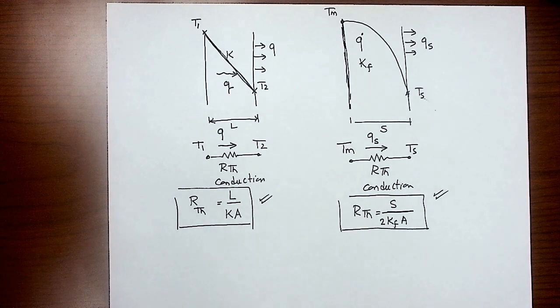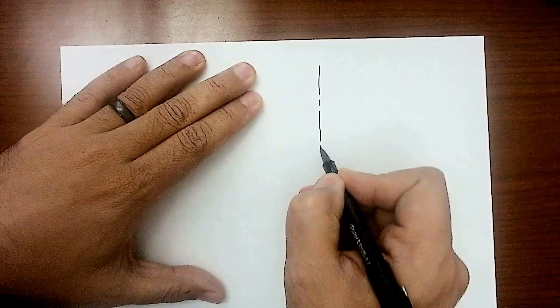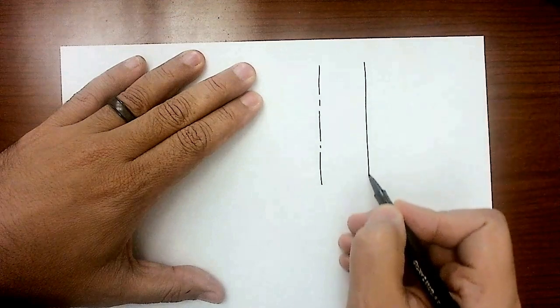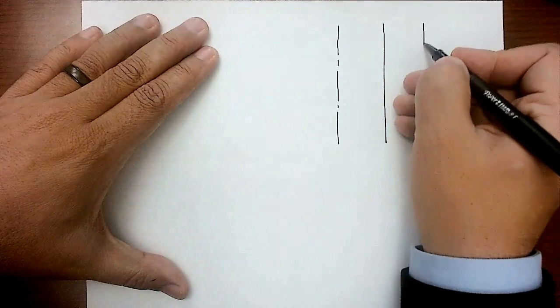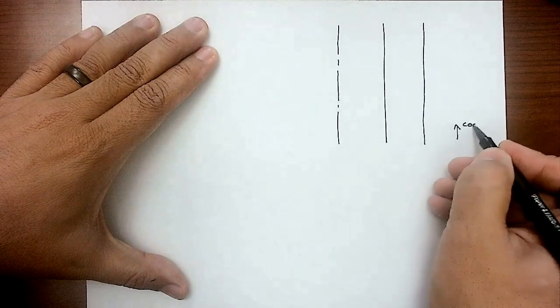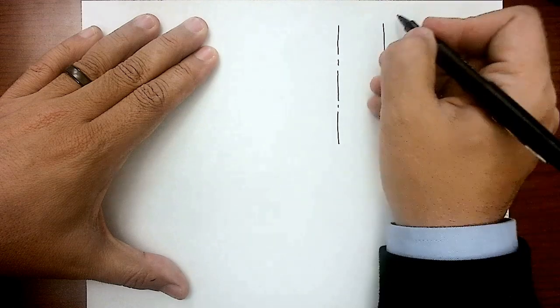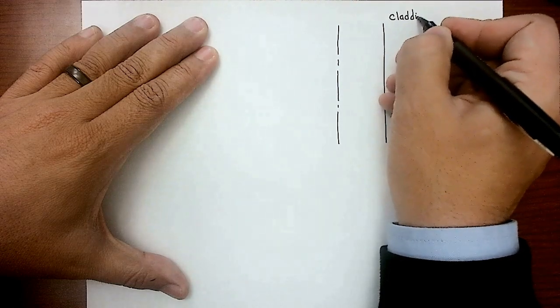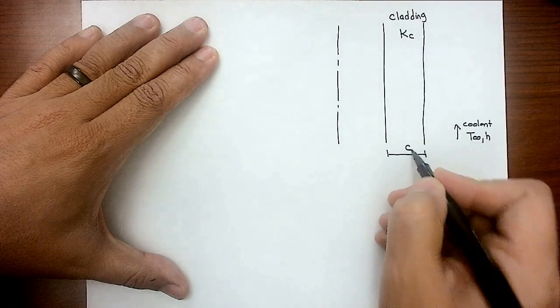We're still under the plate type. So now let's assume I have a plate type fuel, and I attach cladding directly to it. Then I expose the cladding to a coolant here. So that's a coolant, which means that I have T infinity and h. That's cladding. That's a solid material. I'm going to give it thermal conductivity K cladding. I'm going to give the thickness of that cladding C.